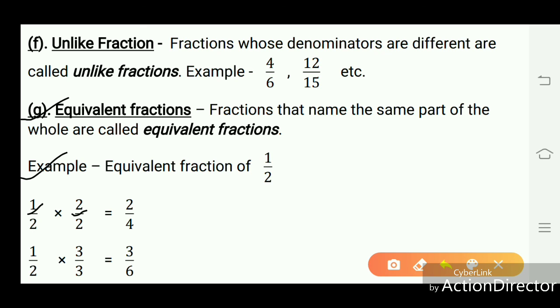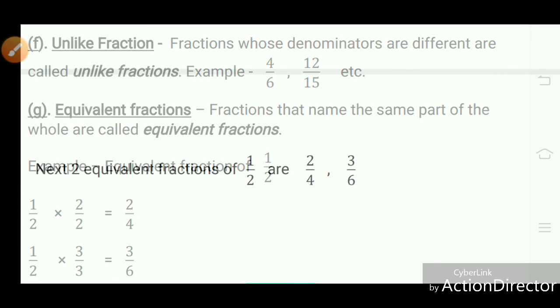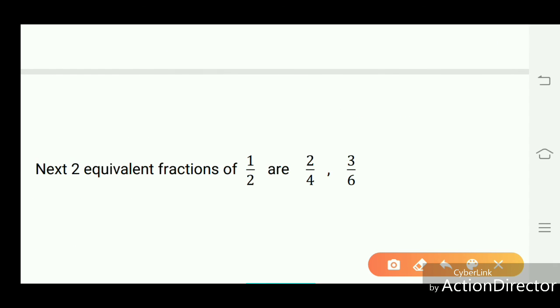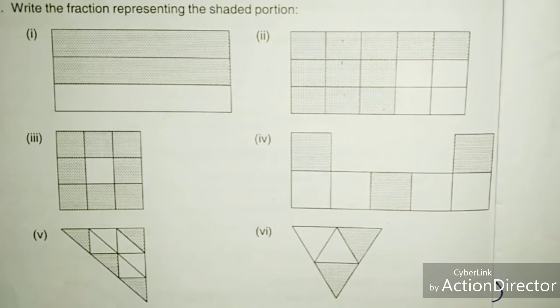So we get 1 2s are 2 and 2 2s are 4, 2 upon 4. And now we multiply the numerator and denominator by 3. 1 multiplied by 3 and 2 multiplied by 3. So we get 3 upon 6. So the next two equivalent fractions of 1 upon 2 are 2 upon 4, 3 upon 6. Now let us solve some examples related to fractions.